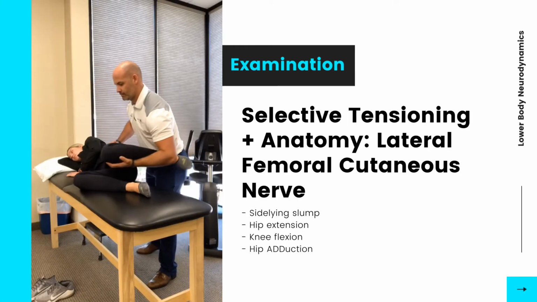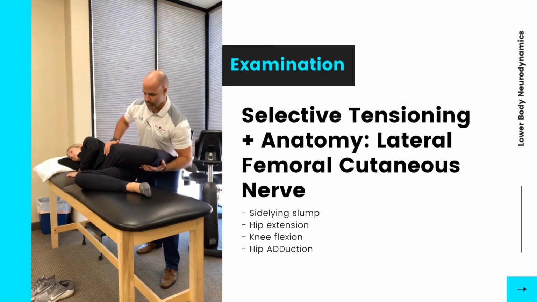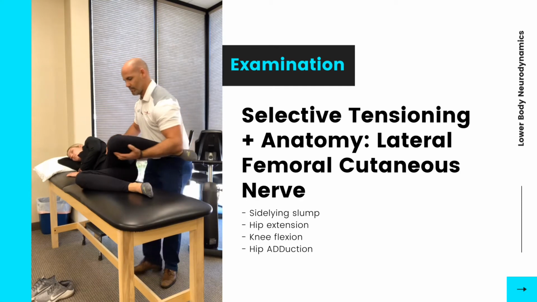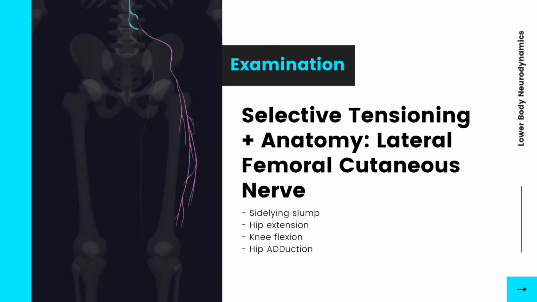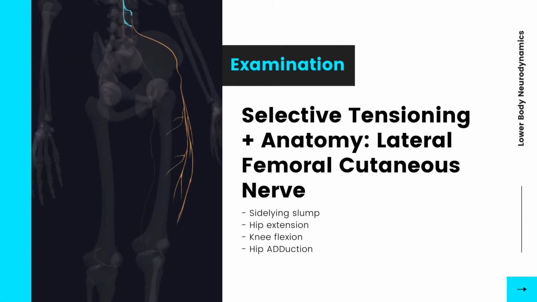The lateral femoral cutaneous nerve can be selectively tensioned by using the side-lying slump plus hip adduction. Because of this nerve's position, which is anterior to the hip joint and on the lateral aspect, extension and adduction will tension this nerve.